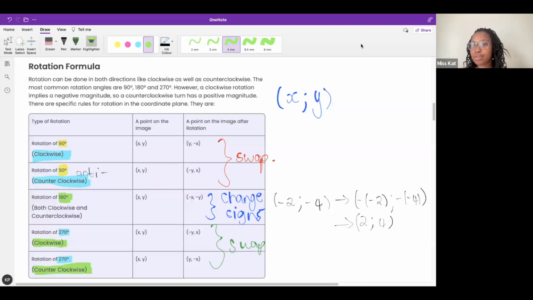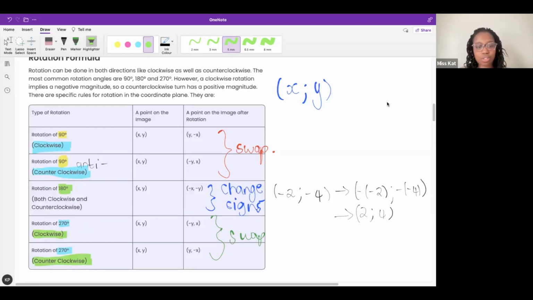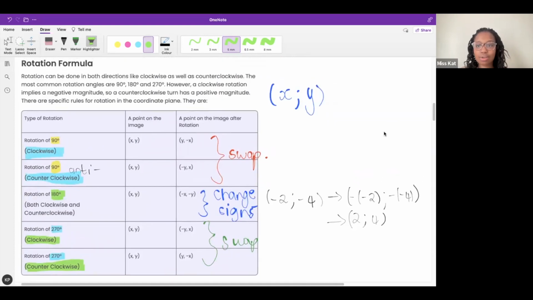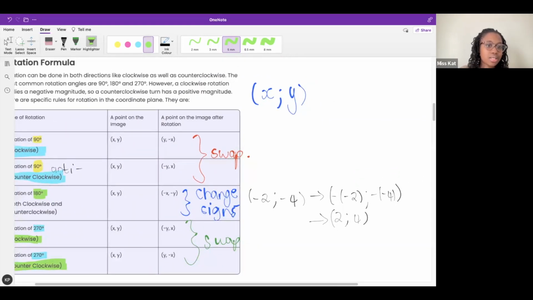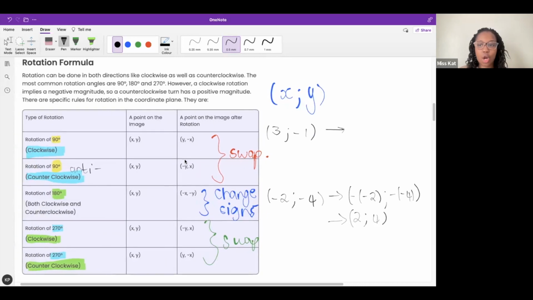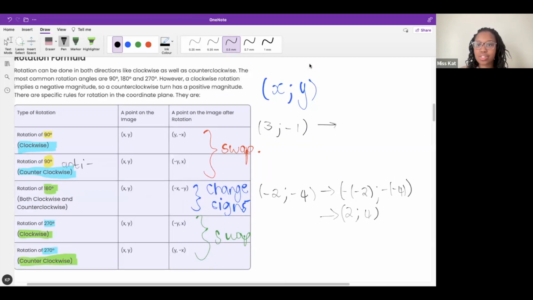So actually, I think we should have had examples over here before we start my nice exercise and we start confusing everyone. I'm going to go on the side here. Okay, let's start with 90 degrees clockwise. If my original point is 3 and negative 1. Let us rotate this one 90 degrees clockwise. So what's the first thing I'm going to do?